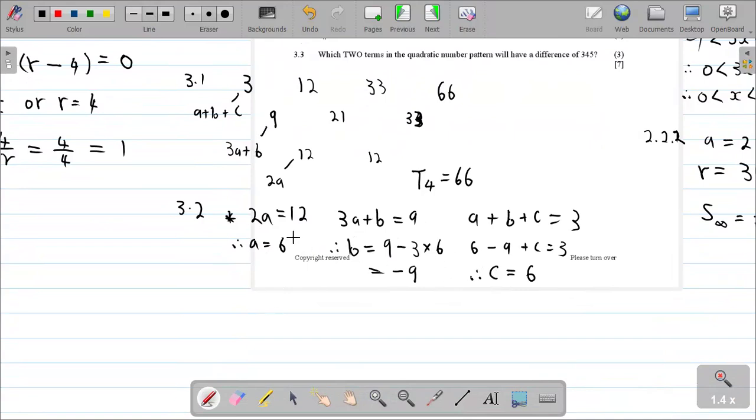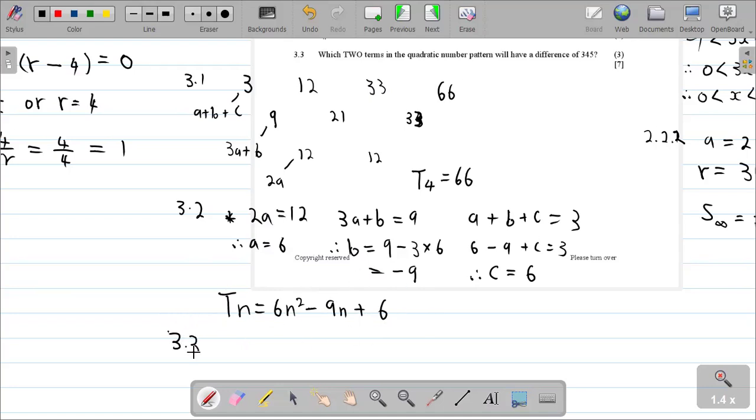So now this means that Tn equals to 6n squared minus 9n plus 6. Okay? This is the general term.